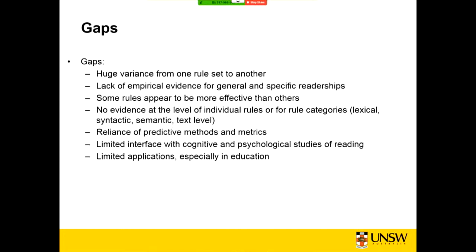We know that using these rules in general, like a whole rule set of 200 rules, improves the comprehension and readability of a text versus a control. But we don't know which rules, or indeed which rule categories, give us the best, I guess, bang for the buck in terms of what's easy to implement and worthwhile.